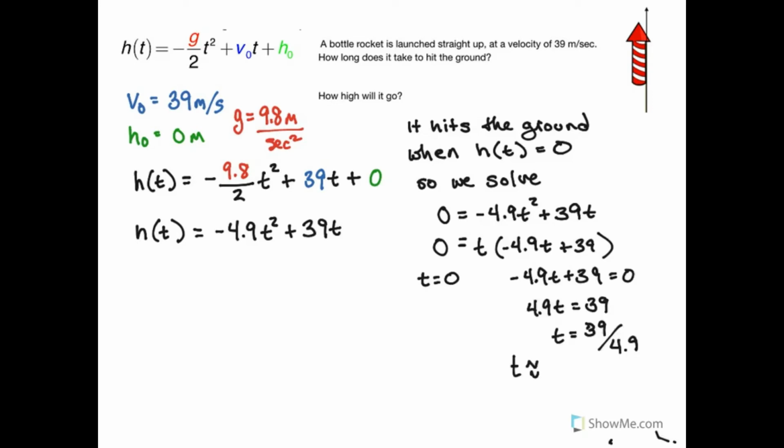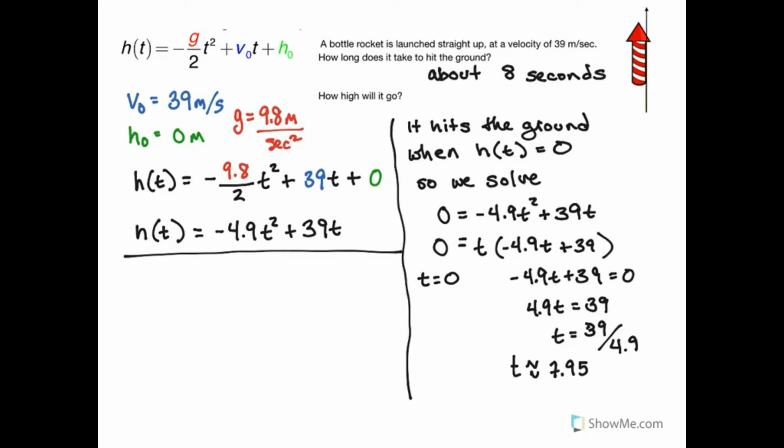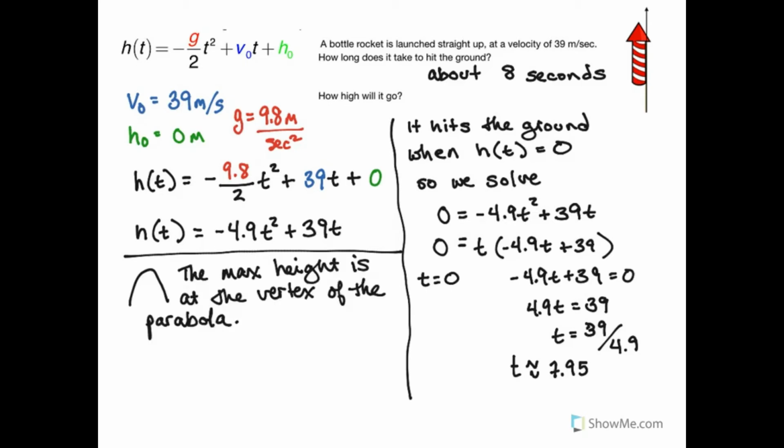And that gives us t equals 39 over 4.9, or about 7.95. It takes about 8 seconds for the rocket to go up and come back down. Now this height function is a parabola, and it's a down-facing parabola, so its highest point is going to be at the vertex. I can find the vertex by using the formula negative b over 2a, or I can find it by putting it halfway between the two zeros, t equals 0 and t is about 8.